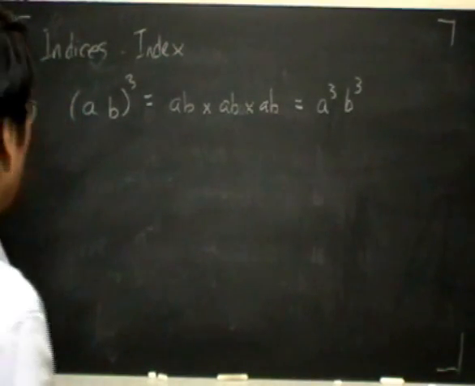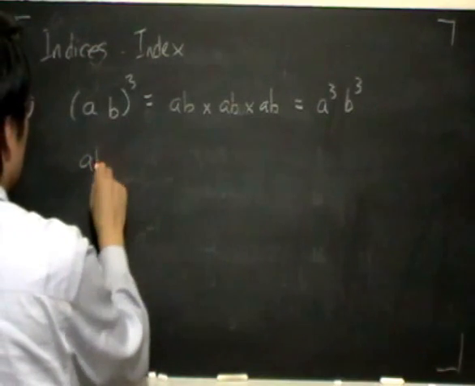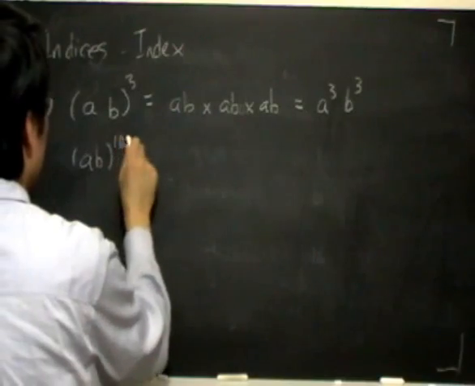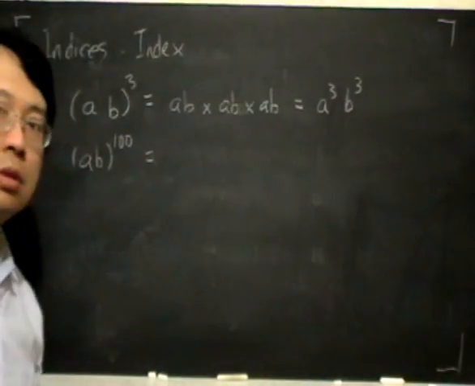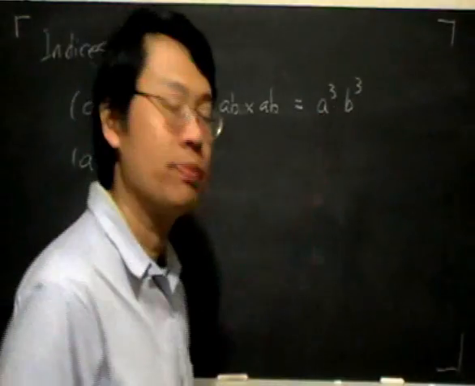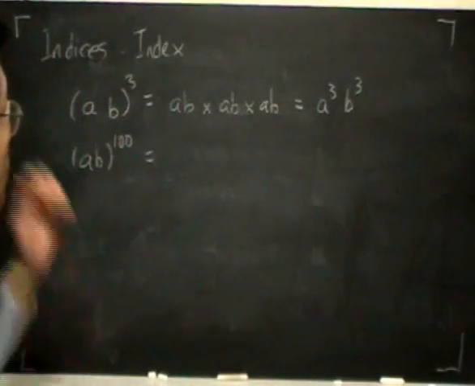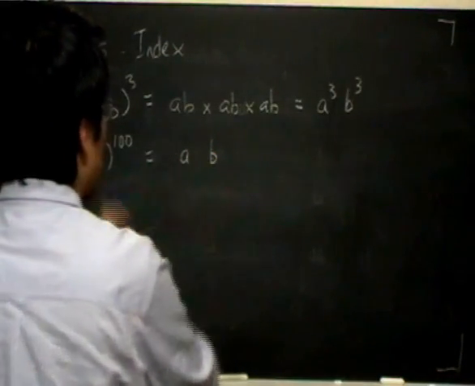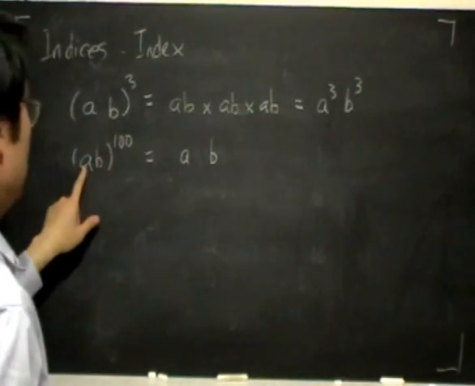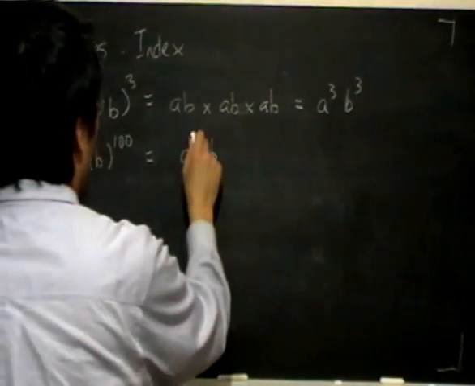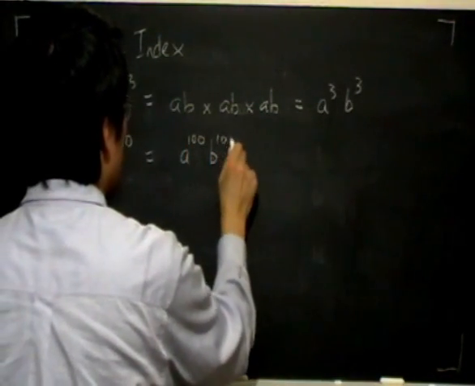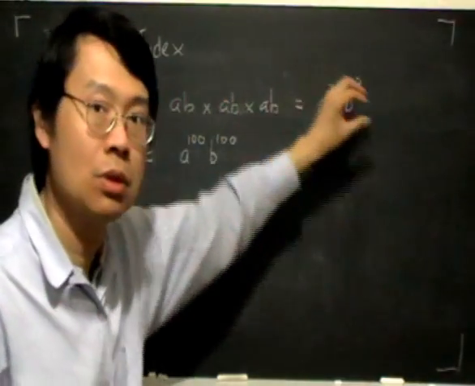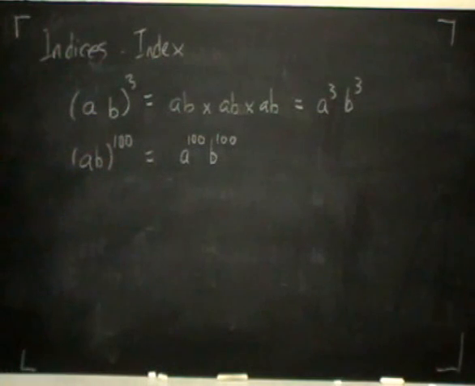So for example, if I have a large power like 100, can I write it out this way? Indeed we can. The answer is each of the factors to the power of 100. So this is also what we'll get if we write out the whole thing in full.